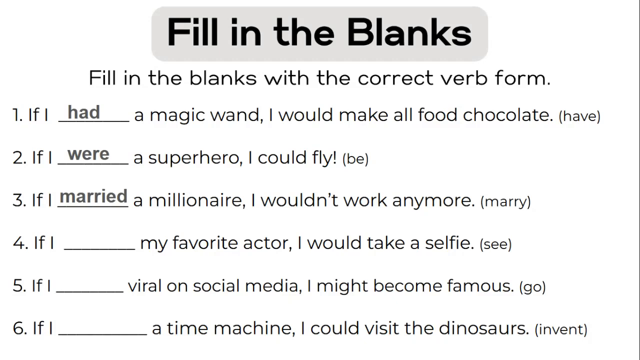Number 4, saw. Let's read. If I saw my favorite actor, I would take a selfie. Number 5, went. If I went viral on social media, I might become famous. And the last one, number 6, is invented. Let's read it. If I invented a time machine, I could visit the dinosaurs.